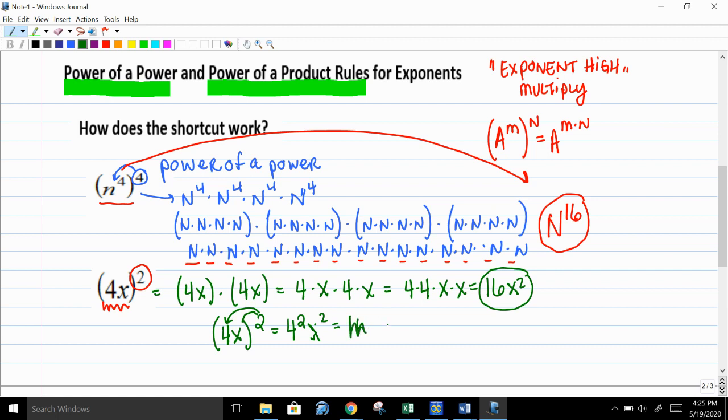My pen's acting up a little bit, guys. Sorry. 16x squared. So you just distribute the exponent to what's on the inside. Okay, so that's how the shortcuts work. Okay, that's how your power of a power works. That's how your power of a product works.